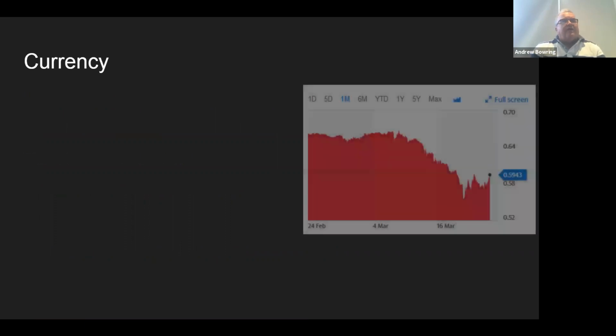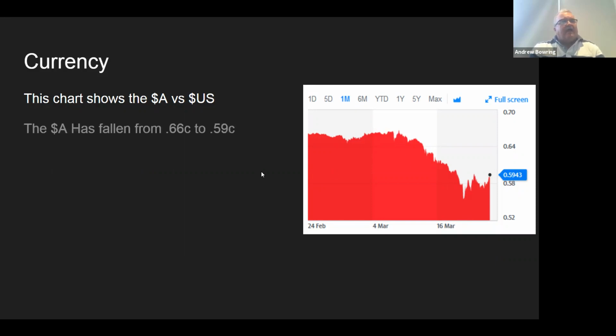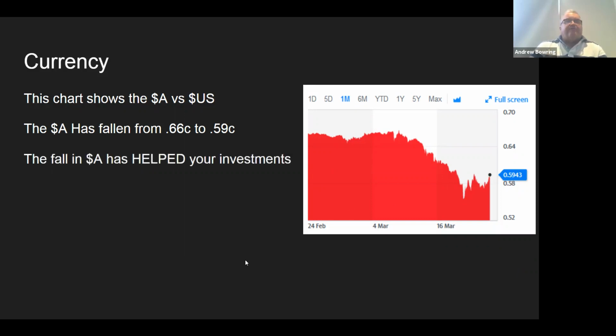Now, what we've seen over the past month, and I'm looking here at a chart that shows you the performance of the Australian dollar versus the US dollar between the 24th of February and today. What you can see is that the Australian dollar has fallen from a high here of 66 cents, all the way down here. It got as low as about 57, but it's now come back up here to around about 59. So the fall in the value of the Australian dollar actually enhances the value of those offshore investments.